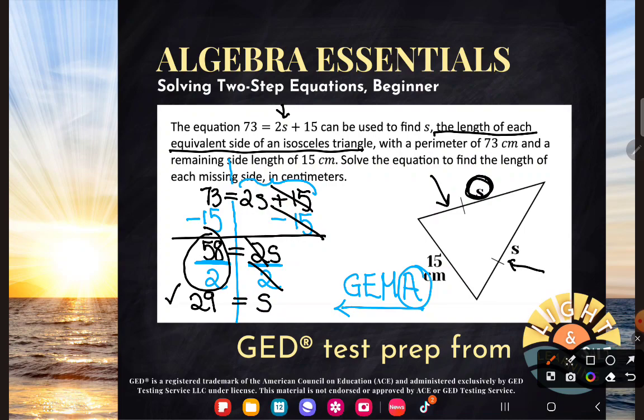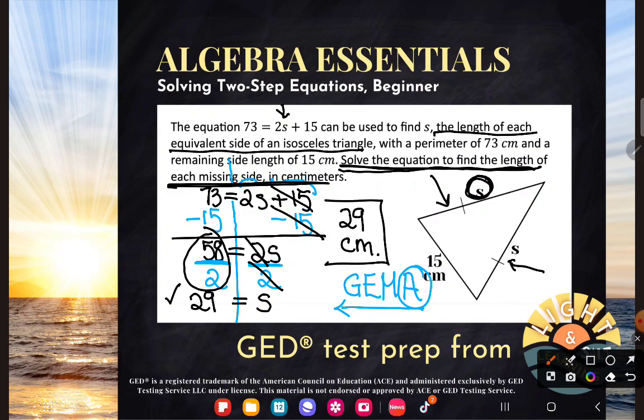Now this is the solution to the equation. And if I was just straight up solving the equation, I would call this the answer. But since this is a word problem and they told us what s is about, that s is the length of the side, and we've been asked to find the length of each side in centimeters, I'm just going to go ahead and say my final answer is 29 centimeters. So how long is this side? 29 centimeters. And it's an isosceles, so this side's the same length, 29 centimeters. Nice. All right, you guys, beautiful, beautiful.